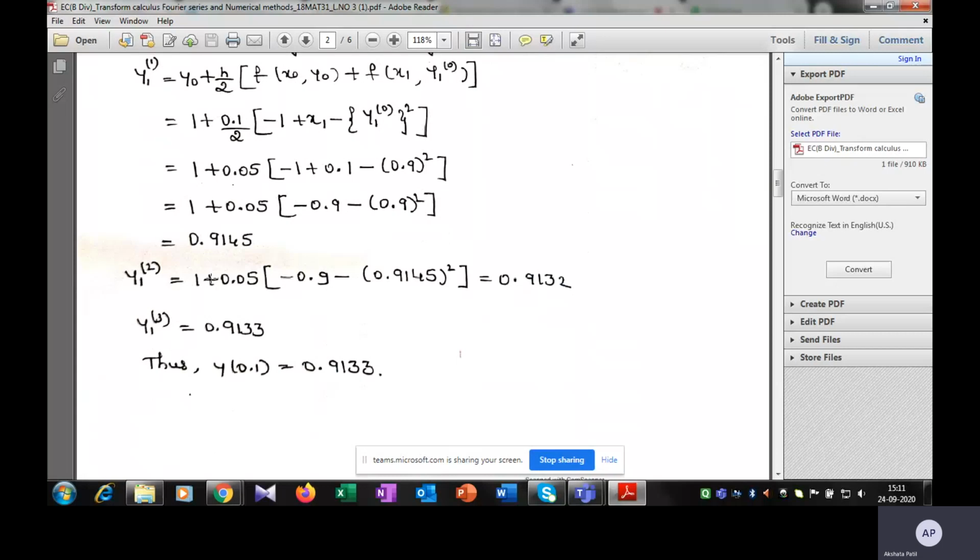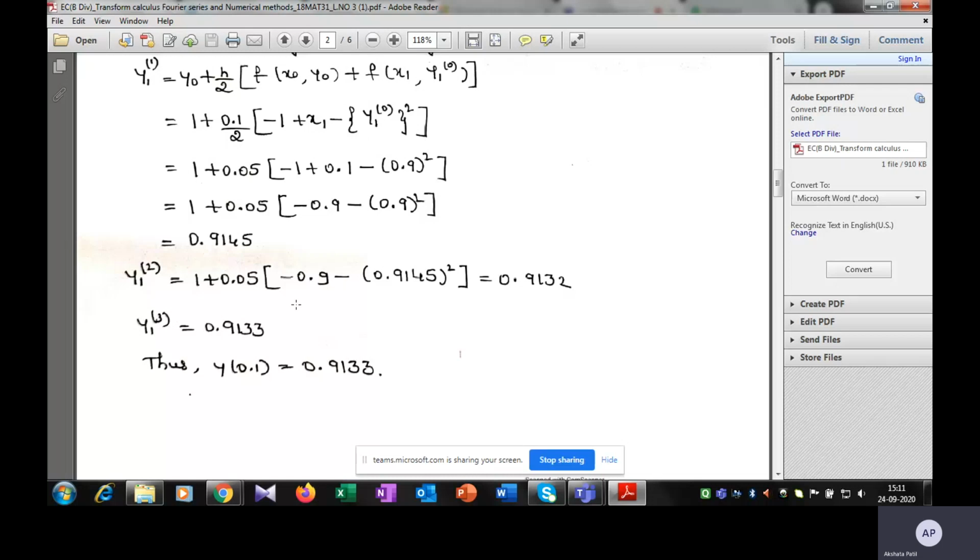Y naught value is 1 plus h by 2, it means 0.05, and f of x naught comma y naught plus x1, that value will be the same, minus 0.9 minus y1 of second approximation, means the preceding value of y1, how much you are getting, 0.9132. Let's square. Okay, so you will get here y1 of third approximation value is 0.9133.